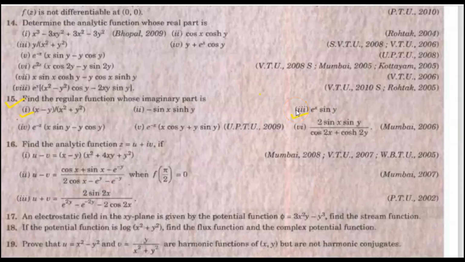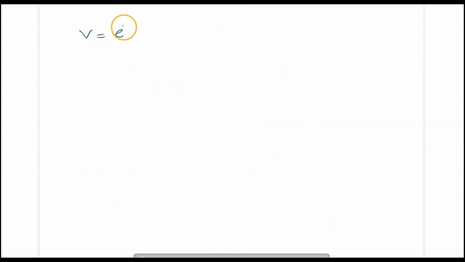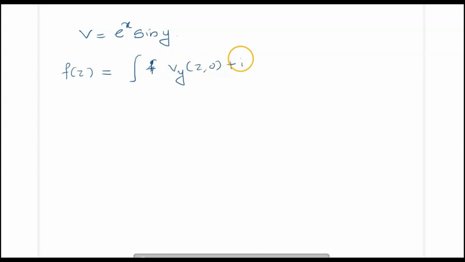Third function is e raised to x into sin y. Imaginary part is e raised to x into sin y. So v is equal to e raised to x into sin y. So we need to find an analytic function f of z by the Milne-Thomson method: integral of Vy at z0 plus i into Vx at z0 dz.